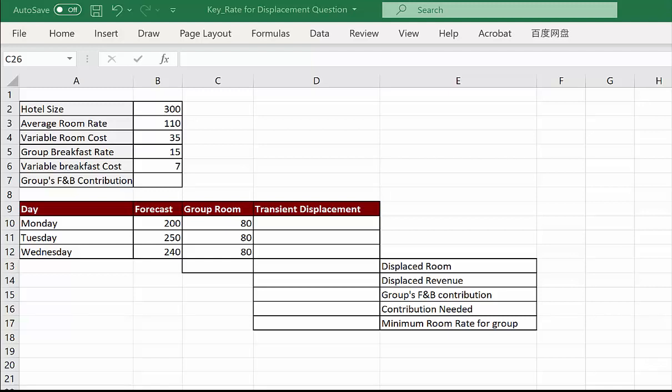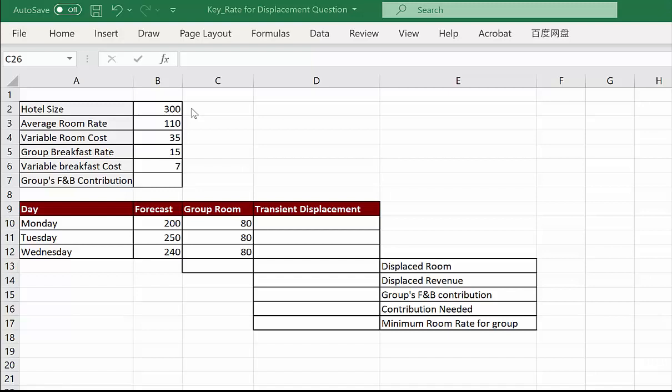Now let's take a look at a problem for displacement analysis. Assume you are the revenue manager of a hotel with 300 rooms. You receive a group booking request that a tourist group of 80 people wants to stay at your hotel for 3 days, Monday, Tuesday, Wednesday. The group proposed a room rate of $45. Now you need to decide whether or not to accept this group's request.